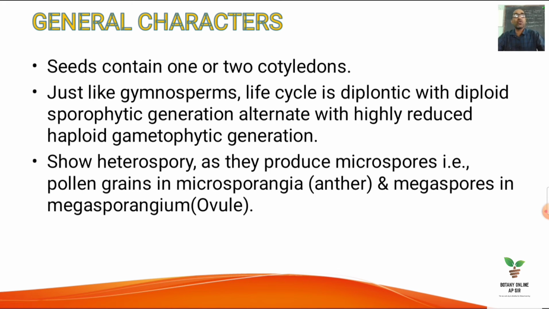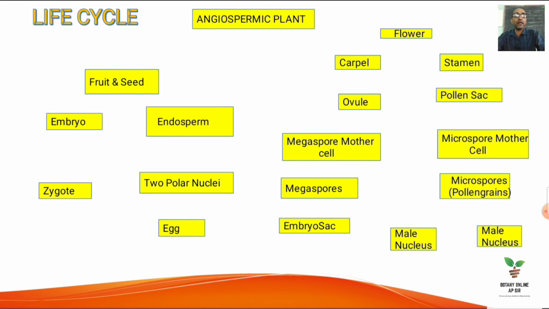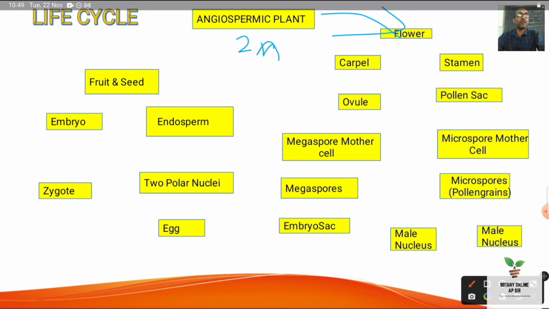Got it? We can quite easily discuss the life cycle of angiosperms on a diagrammatic basis. So let us see it. As you can see here, the plant body is sporophyte and it is diploid in nature, 2n. The angiosperm plant bears flowers, isn't it? Now the flower has the stamens, that is the male sex organ, and the carpel, that is the female sex organ. Got it?